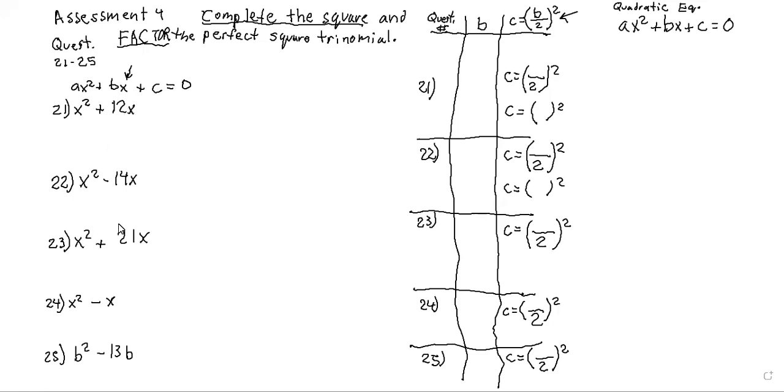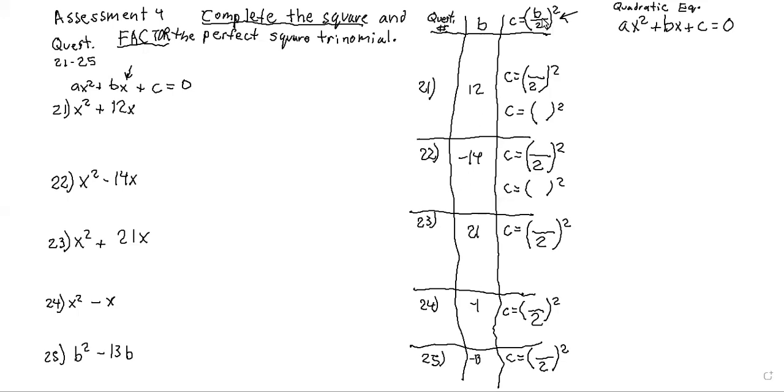We're going to do all five of these in one shot. We're going to collect all the b values and so on and so on. So let's get them. 21, the b value, as you can see, is 12. For 22, it's minus 14. For 23, it's 21. 24 is minus 1. And 25 is minus 13.